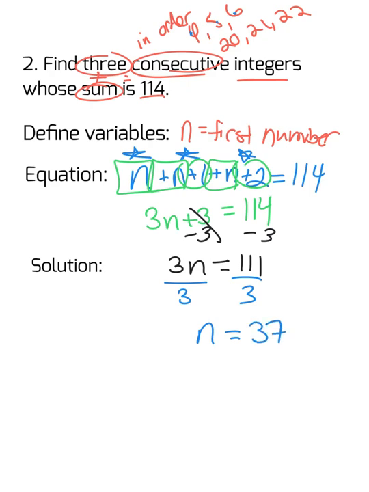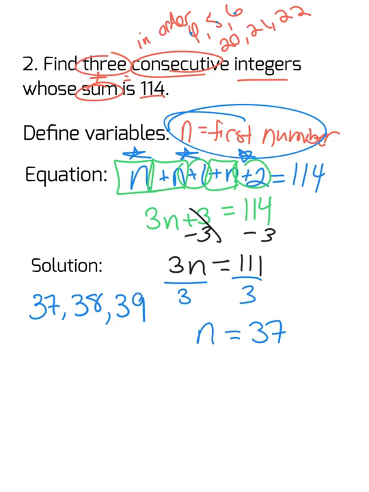If n is 37, that means my first number is 37, because that's what n stood for. My second number has to be 38, and my third number has to be 39. So these are 3 consecutive integers that add up to 114. And if you take your calculator and add up 37 plus 38 plus 39, it adds up to 114.